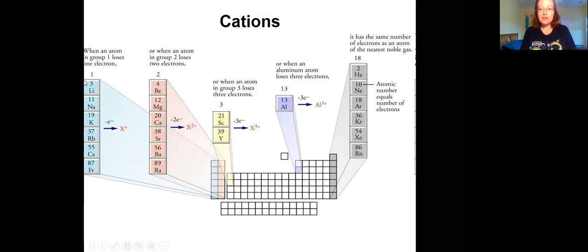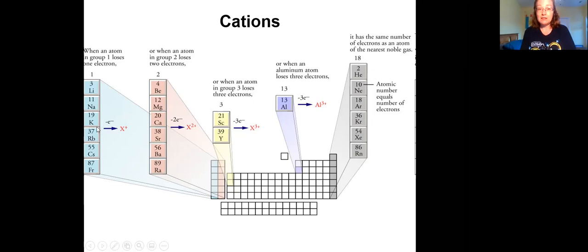Let's see what happens. Lithium starts out with 3 electrons. If he loses 1, he's down to 2. Well, if I go up a row and off to the right, there's helium, the noble gas, with 2 electrons. He's lithium's nearest noble gas. We already said sodium's nearest noble gas was neon.